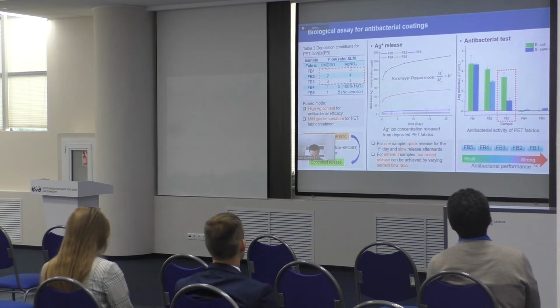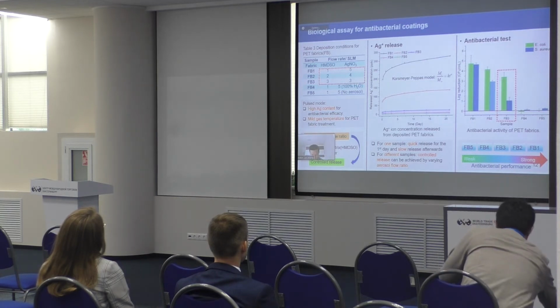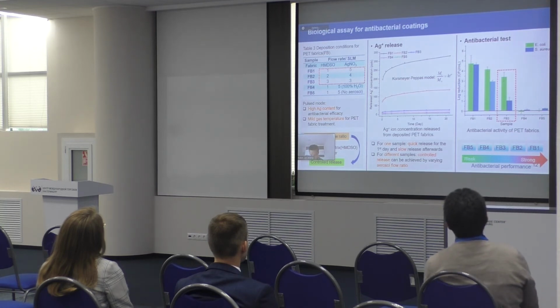And we varied the flow ratio of HMDSO and silver nitrate in the deposition to check the antibacterial effects, as shown in table 3. The antibacterial effects of silver embedded coatings directly depend on the release of silver ions. We measured the release with ICP-MS. A higher amount of silver release is found on sample FB1, as we see in the figure.